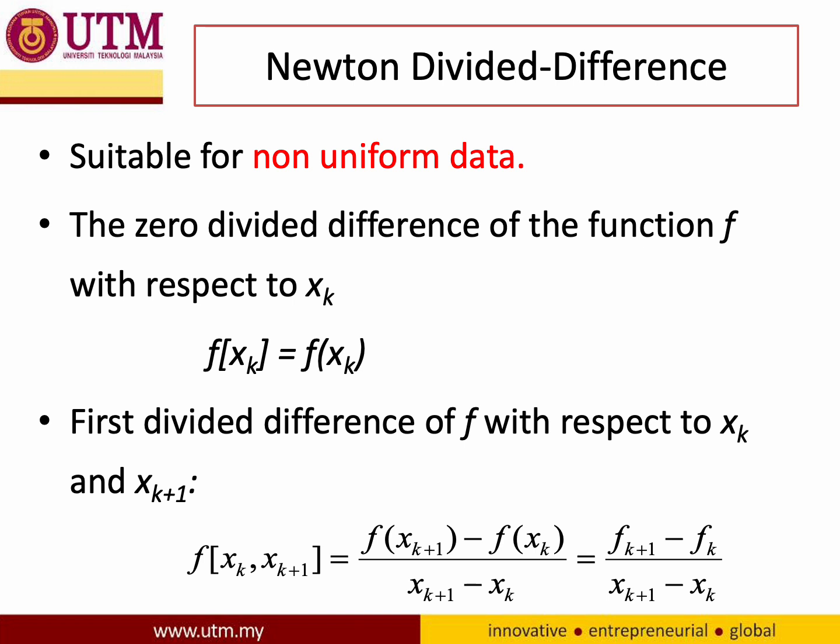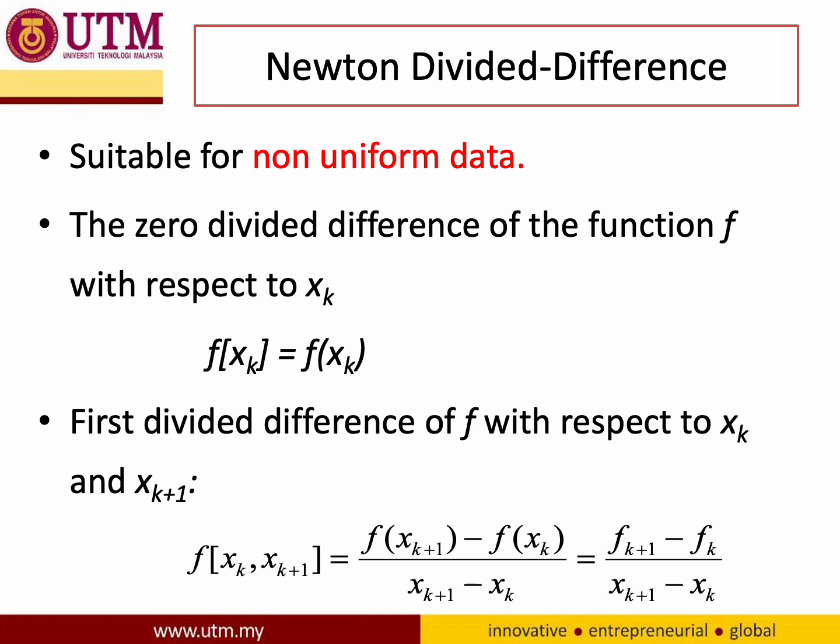As you recall previously, Newton backward and Newton forward are suitable for only uniform data, right? We have discussed extensively what is a suitable way to use the Newton forward and Newton backward. But Newton divided difference is suitable for non-uniform data. So it's quite different from forward and backward, right? If the h you want to find is non-uniform, you can use the Newton divided difference. That's the main difference between Newton divided difference and Newton forward and Newton backward.